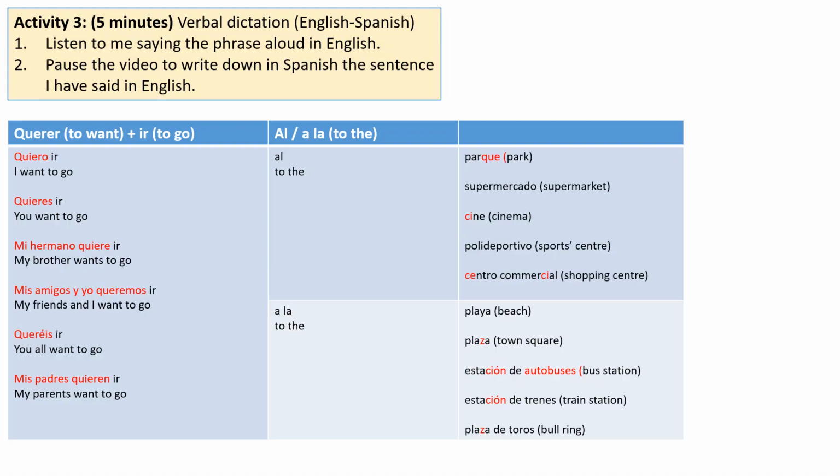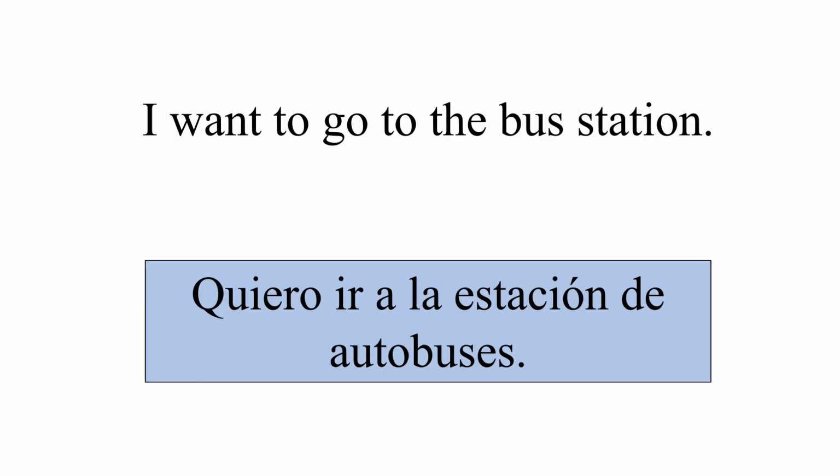And one more. I want to go to the bus station. Pause your video now to write that down in Spanish. So you should have written: quiero ir a la estación de autobuses. And you should have an accent on your O for estación. Excelente, year 7.